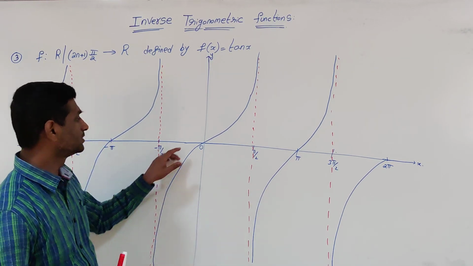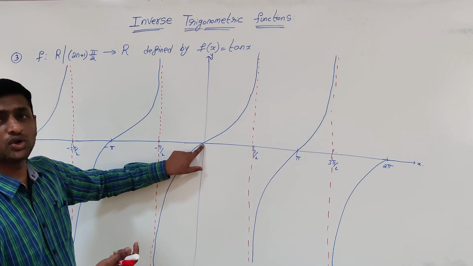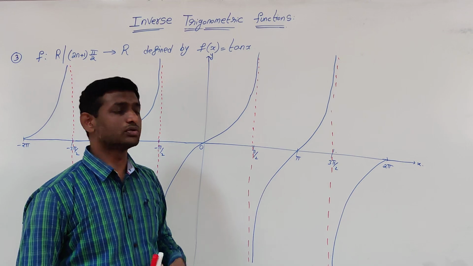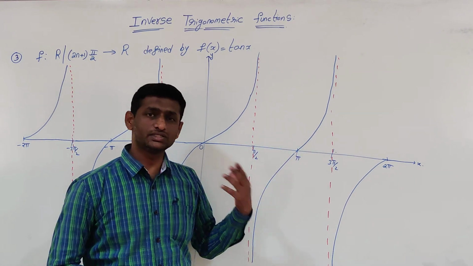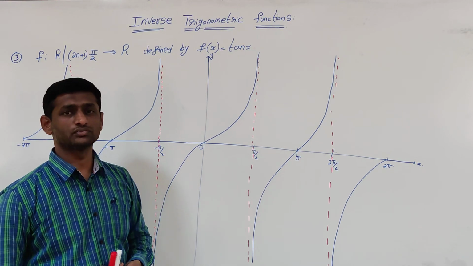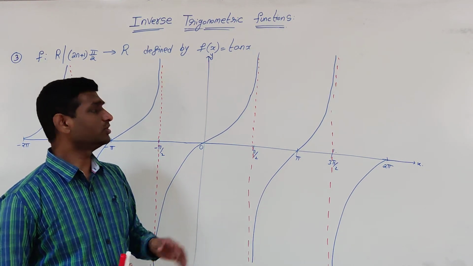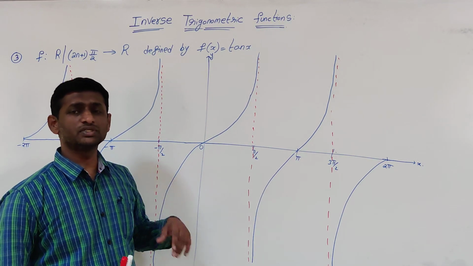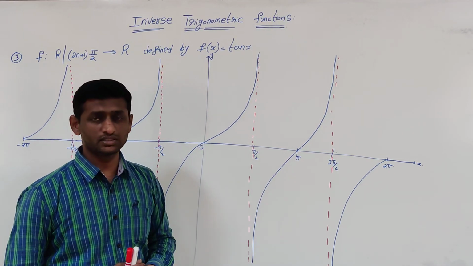Why? Because if we consider 0, tan 0 is 0. Pi, tan pi is also 0. Means 0 and pi are distinct, but they have the same image, 0, as output. So it is not a bijective function. If it is not a bijection, the inverse does not exist.